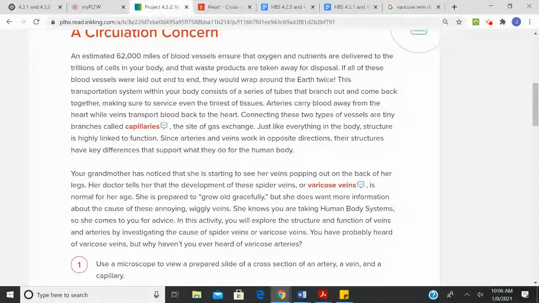Her doctor tells her the development of these spider veins or varicose veins is normal for her age, but she wants to know more information. Since you're the expert in the family, you're going to help her understand why those varicose veins are there, and why there is no such thing as varicose arteries, or why we never hear of those.